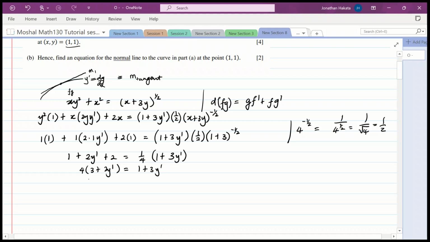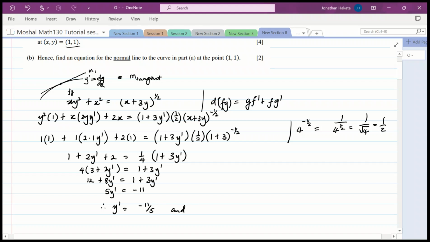So removing brackets, you have 12 plus 8y prime equal to 1 plus 3y prime. Moving this y prime this side, then we will end up with 8 minus 3, which is 5y prime equal to 1 minus 12 becomes negative 11, and therefore y prime is equal to minus 11 over 5.